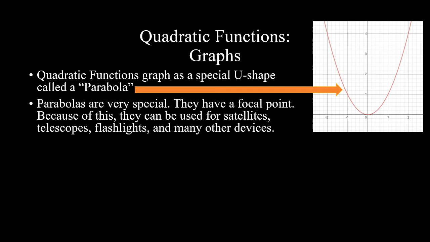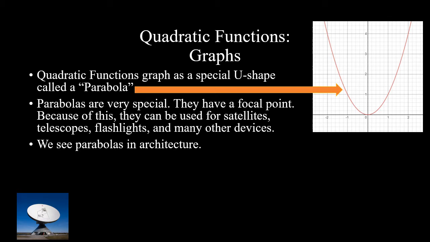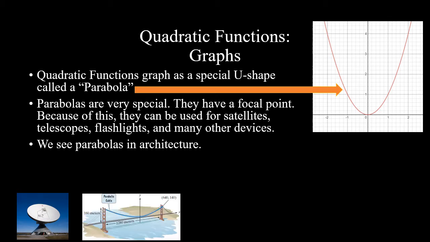And we said that parabolas are very special. They have what's called a focal point, and because of this, they can be used for satellites, telescopes, flashlights, and many other devices. Here's a satellite, and you can see the shape of a parabola inside. We also see parabolas in architecture, like in bridges. Here's the Golden Gate. It's made with parabolic cables.